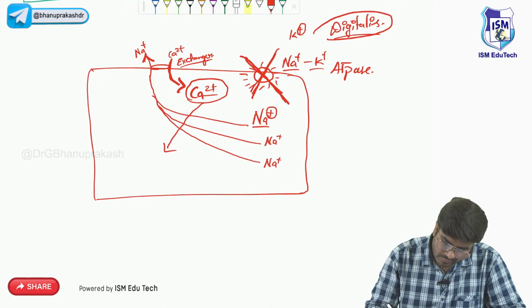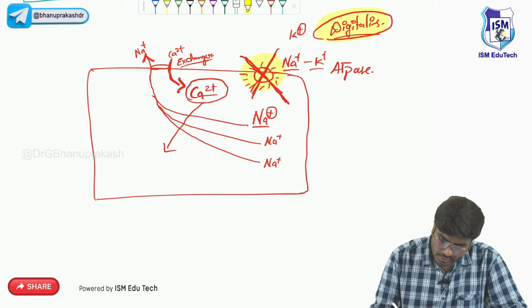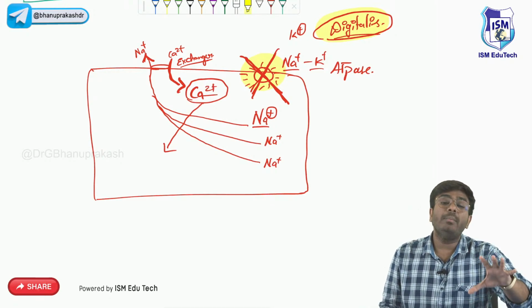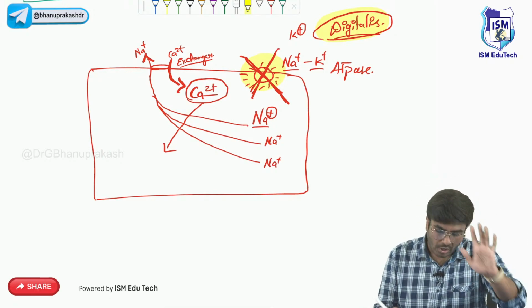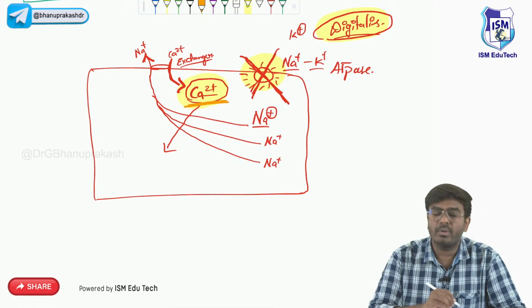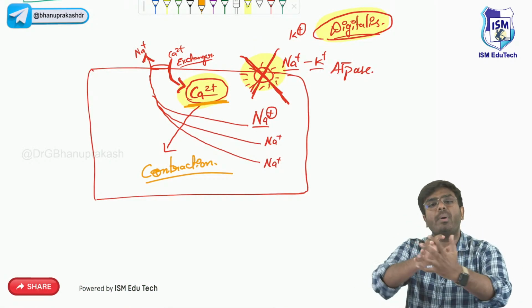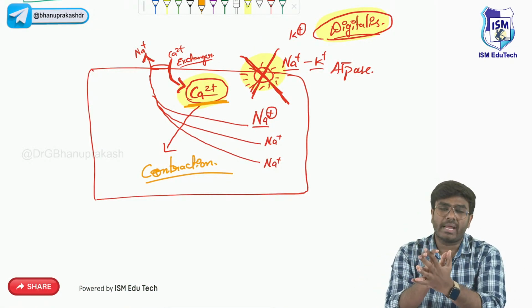Whenever you give digitalis, that digitalis will inhibit sodium potassium ATPase. Whenever you inhibit sodium potassium ATPase, at the end of the day, calcium will start to come into the cell. More calcium will be accumulated in the cell. Now this calcium will help in contraction. Now more powerfully the myocardium will contract.